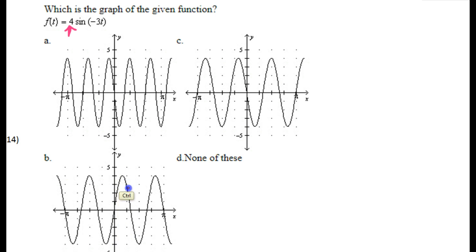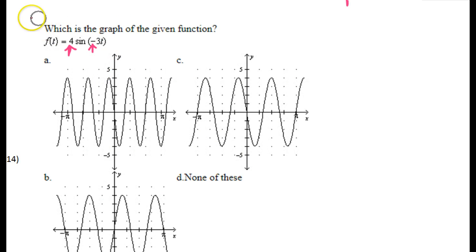Well, guess what? They all go up 4 and down 4. They all have an amplitude of 4. So that didn't help me. So now I move on to this little negative sign right here. That negative sign tells me that there is a reflection over the y-axis. Reflection over y-axis.